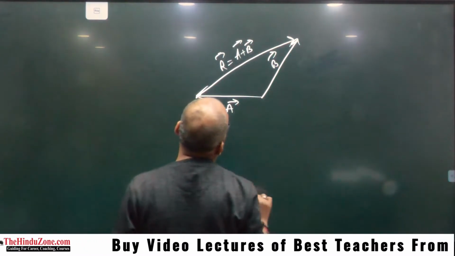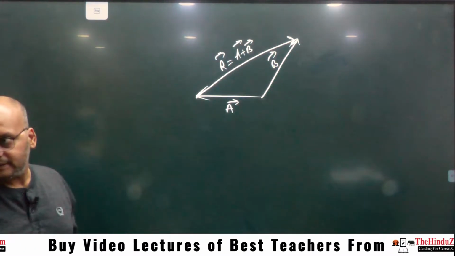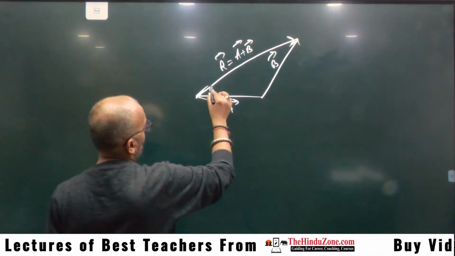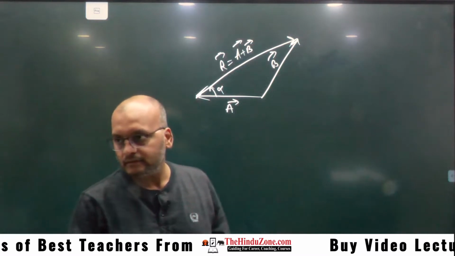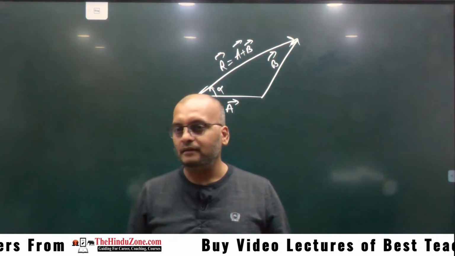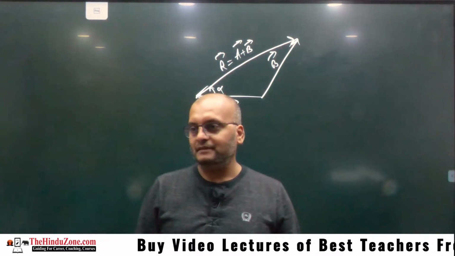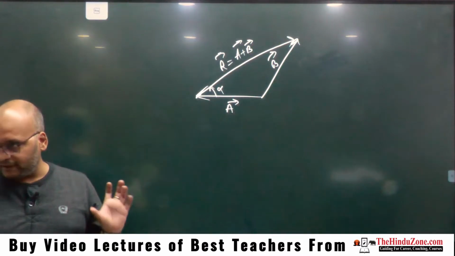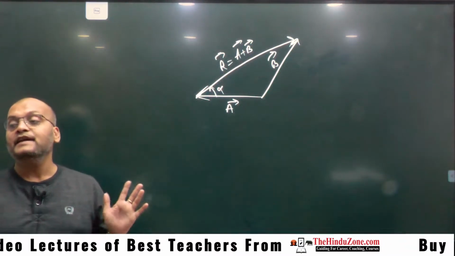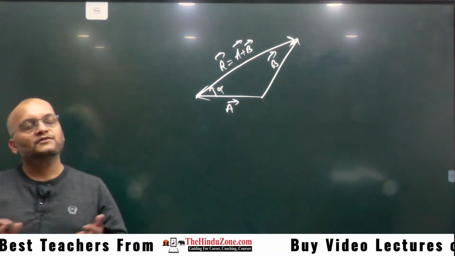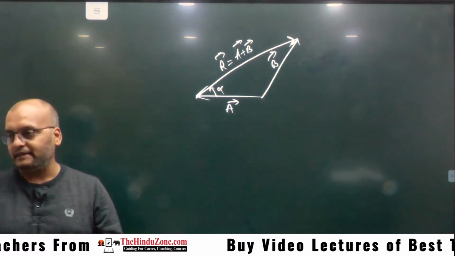Okay, am I clear? And the angle which the resultant is making. That is the way of doing it. Okay, that is the way to solve it. Now you can add it as ever, in whatever form you like.